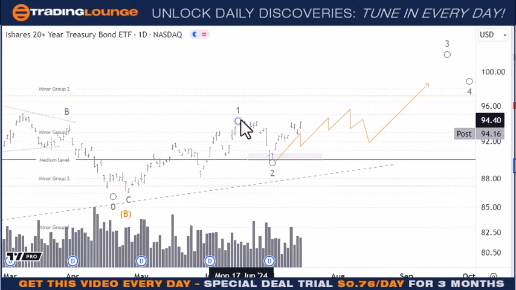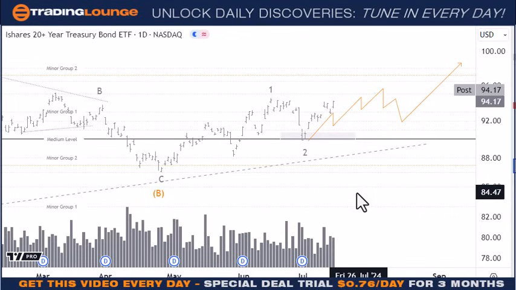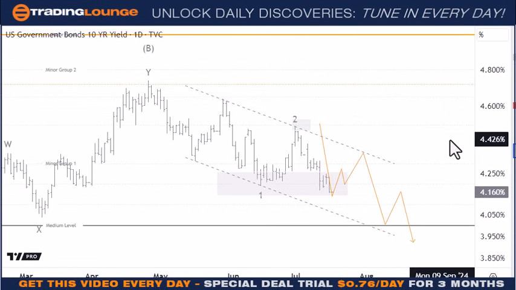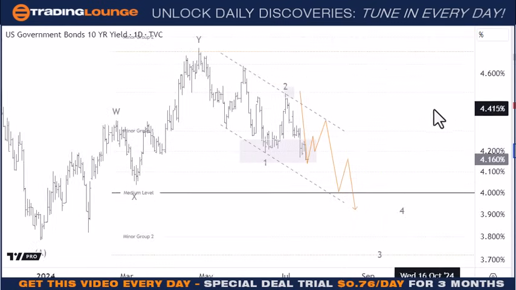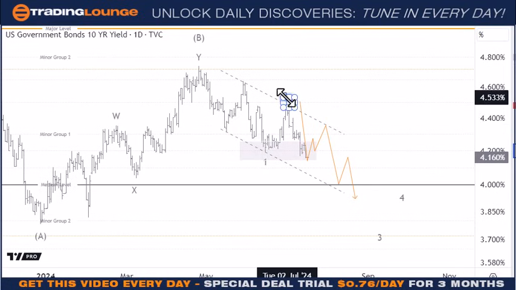The main point here is this move from 1 to 2 back into the 61.8% is corrective, so we'll be taking that high out here. I don't see anything else, it's pretty much the only way to count this particular structure, but it's bullish. So while we're seeing the bonds push up, we're going to be seeing the yields push down here, and this will be the inversion of that structure. So we're looking at 1, 2, 3, 4, 5 for 1 and 2, the opposite of the bonds.